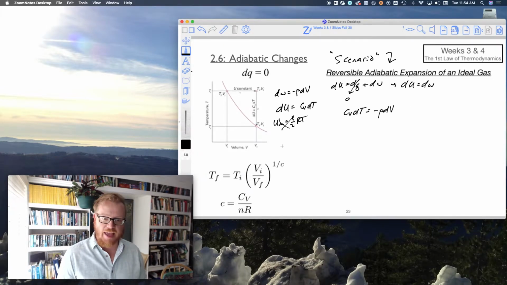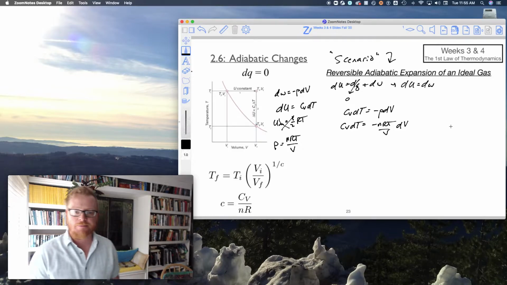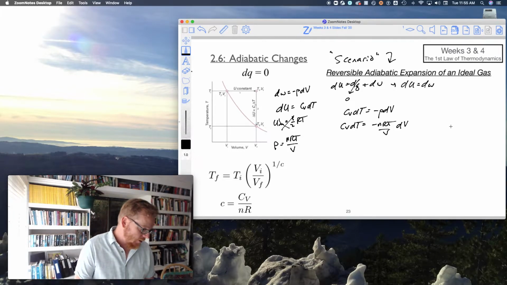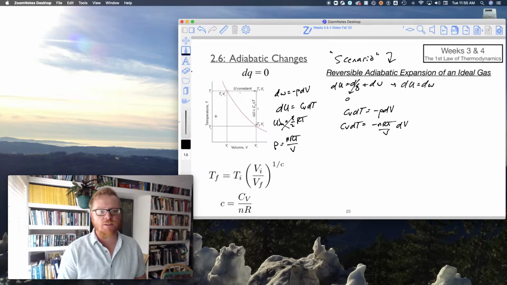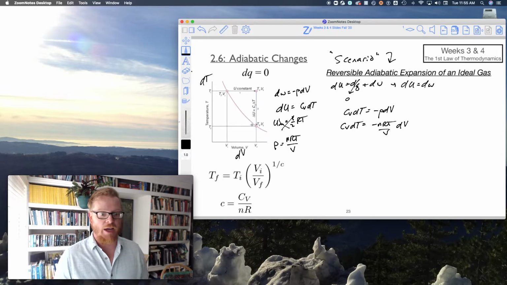And we're dealing with an ideal gas. Another equation that I know is nRT over V, okay? And I'll go ahead and make that substitution. CV dT equals negative nRT over V dV. And now I'm cooking, because I'm interested in changes in temperature, dT, with changes in volume, dV, to get the slope of this line, okay? And there we go. I've got a dT and I've got a dV. So I know I'm on the right track.